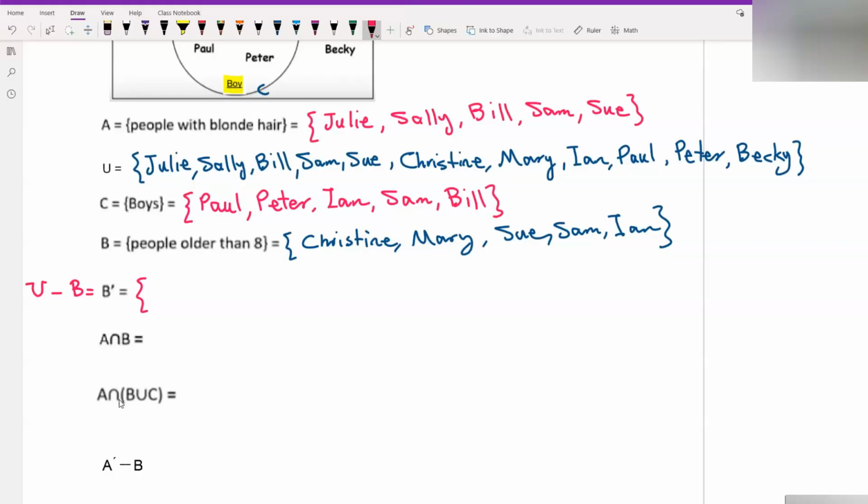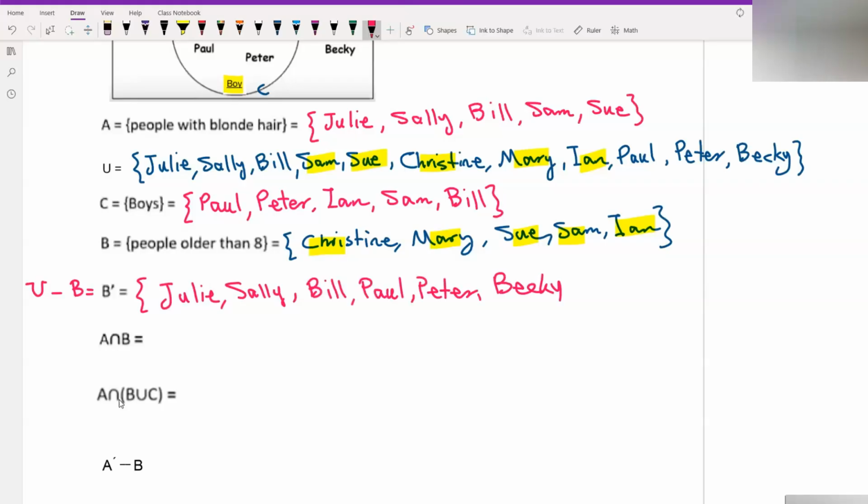So I have to subtract those names that I have in B from what I have in universal set. So here we have Christine, Mary, Sue, Sam, Jan. So what's left is Julie, Sally, Bill, Paul, Peter, Becky. Find intersection between A and B.